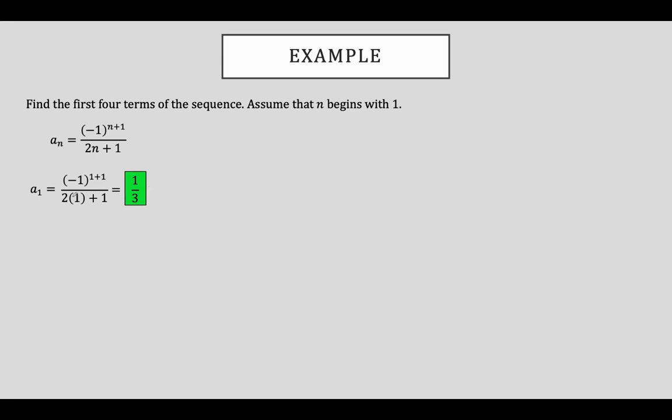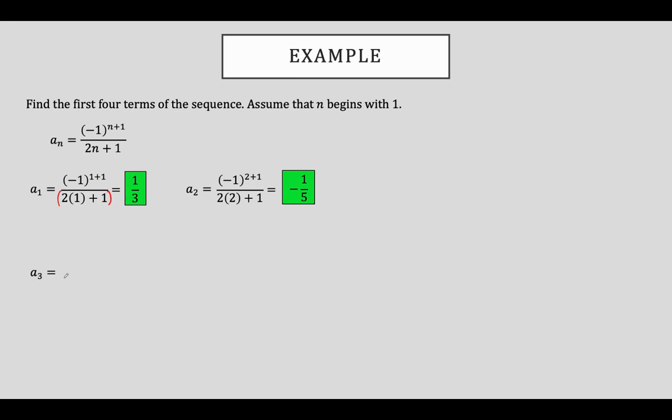Now, if you are plugging this into your calculator all at once, just be careful. Make sure you have this exponent all grouped together, and you will need parentheses around your entire denominator. To find the second term, that means we plug in 2 for n. This would be negative 1 raised to the 2 plus 1 over 2 times 2 plus 1. This gives us negative 1/5.